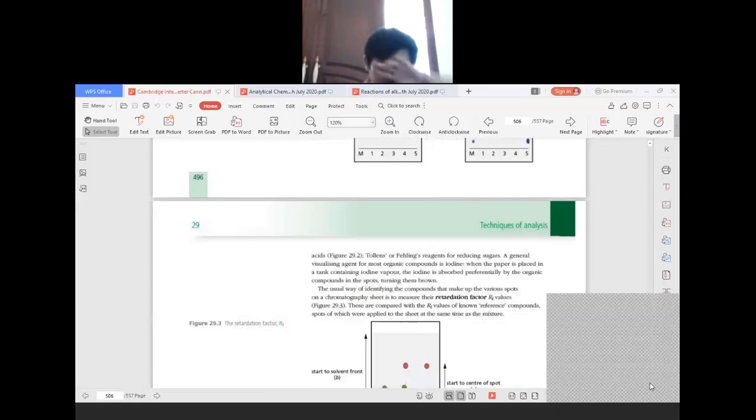Next, the general visualizing agent for almost all organic compounds is iodine. Why iodine? Because iodine is volatile. It can evaporate at room temperature and pressure. With a little bit of higher temperature it will evaporate, and then as it cools down there will be brown spots.